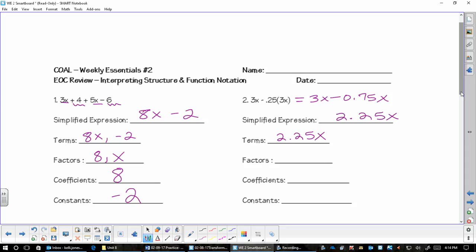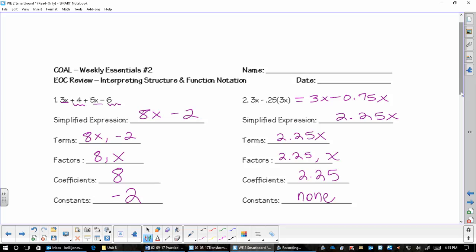My factors are, is anything being multiplied? Well, that's 2.25 times x. So the factors are 2.25 and x. Coefficients are numbers found in front of your variable. So if we look in front of the variable, 2.25. And your constants are numbers that don't have variables. Well, there's nothing there, so there's no constant.